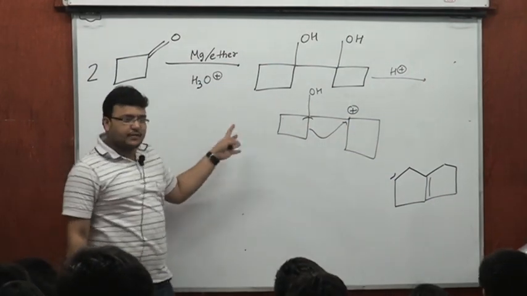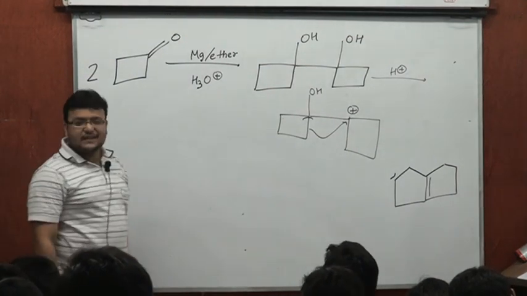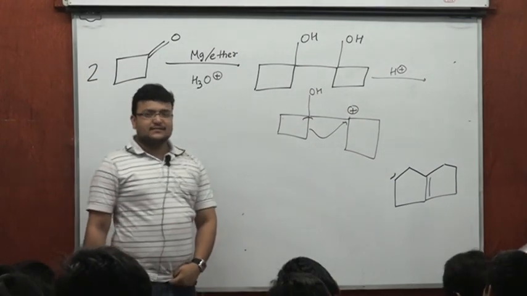Now what do you call this? You call this ring contraction or ring expansion? In the process you will be getting a 5-membered ring and a 4-membered ring. Yes or no?